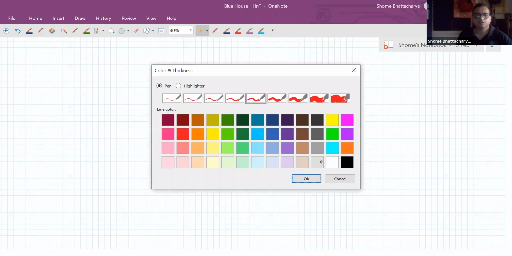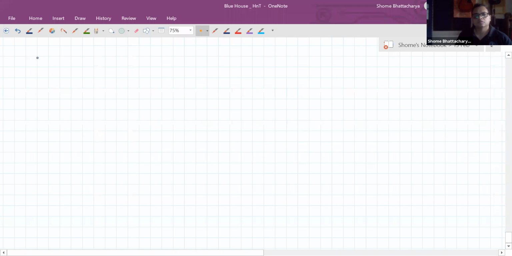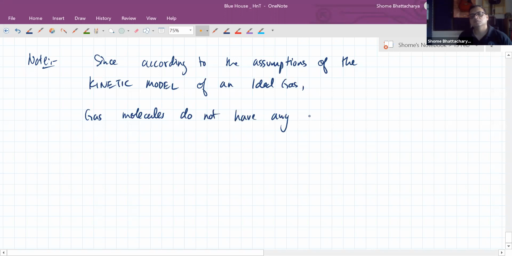Okay, so let's look at another example question. But actually before that, we will see that according to the assumptions of the kinetic model of an ideal gas, gas molecules do not have any intermolecular attractive forces.